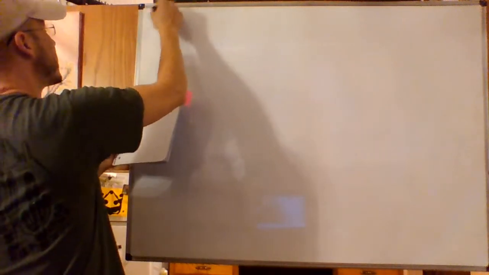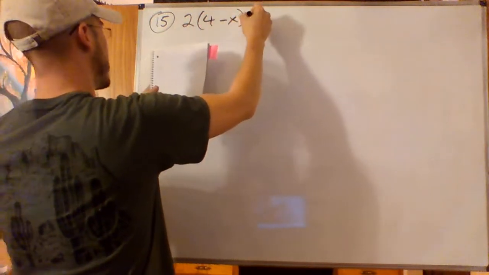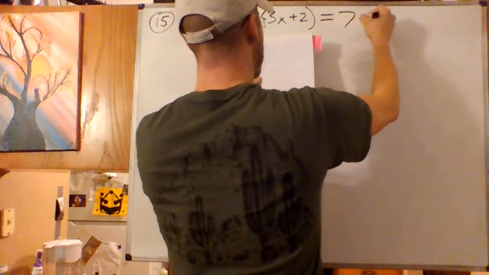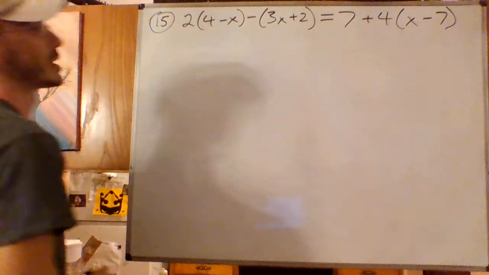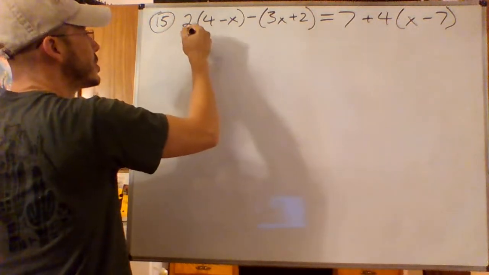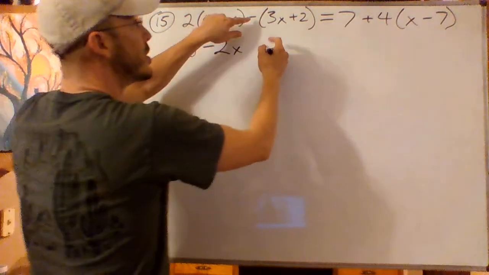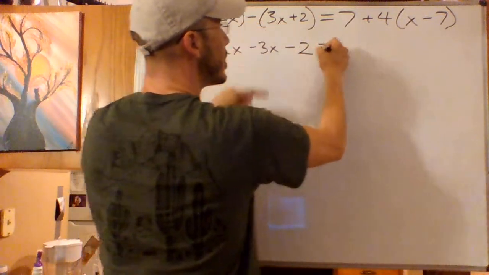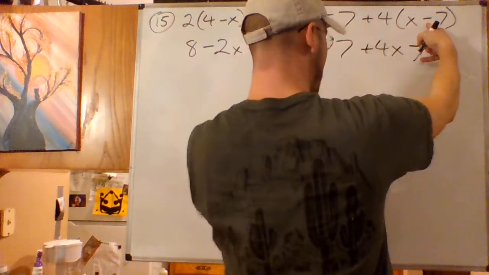And then 15, 2 times (4 minus x) minus (3x plus 2) equals 7 plus 4 times (x minus 7). And there's some distributing to do, actually, in 3 places here. 2 times 4 is 8 minus 2x. Distributing this negative, minus 3x minus 2, then equals 7 plus 4x minus 28.